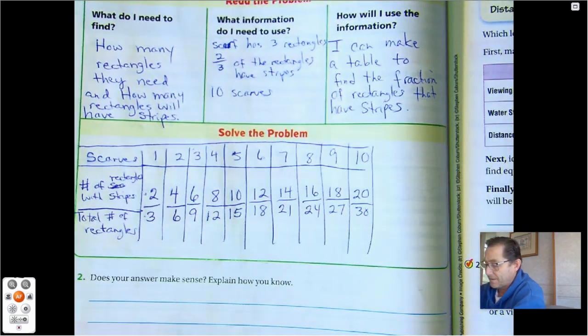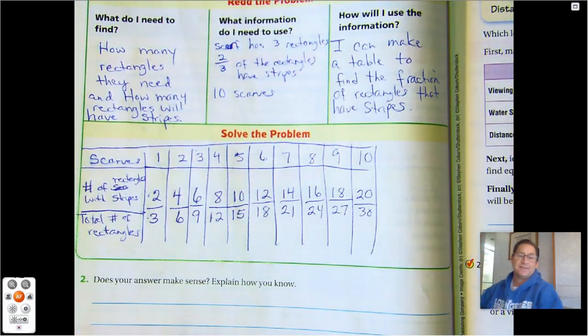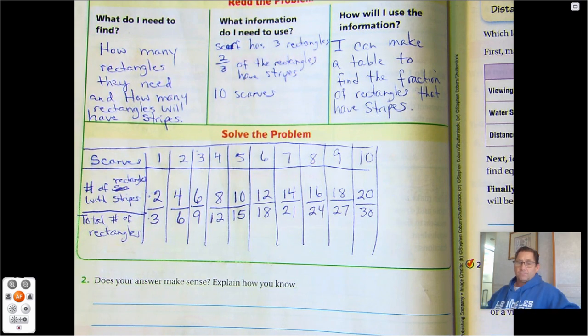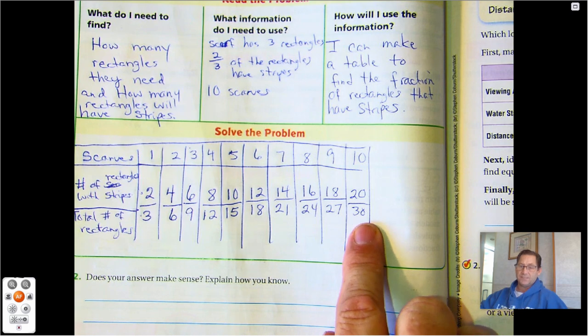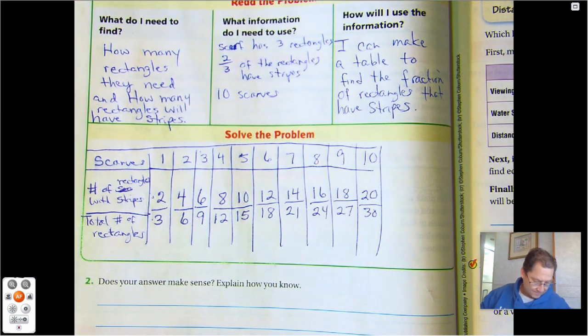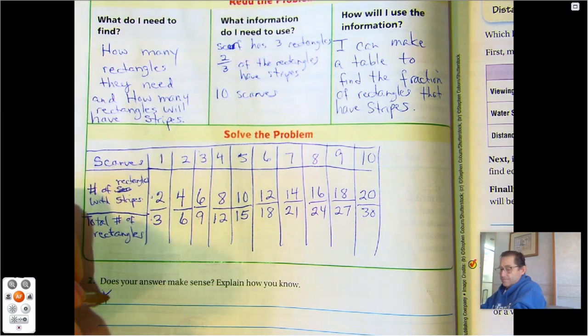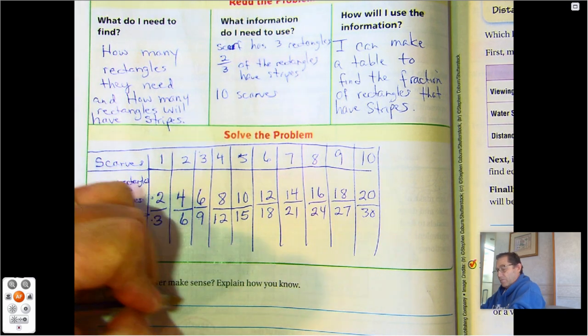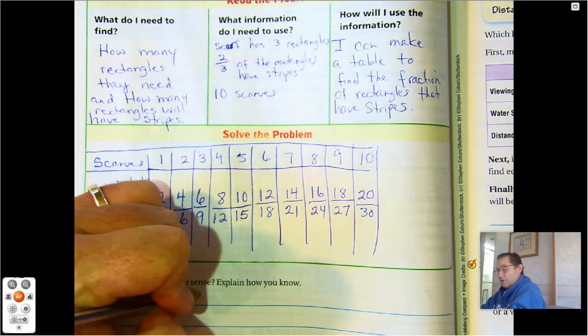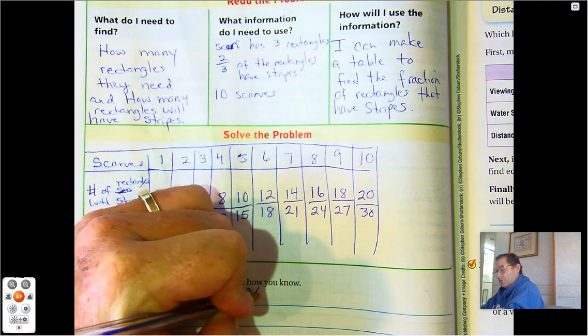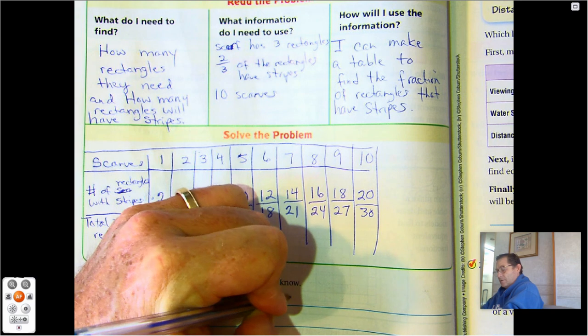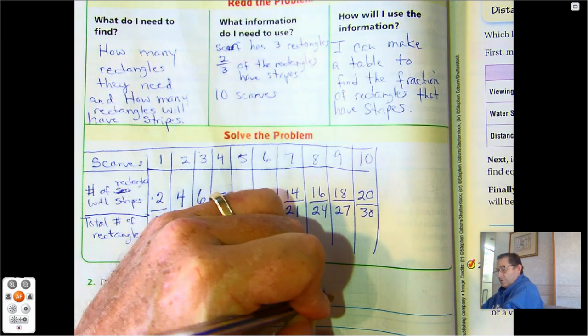So does our answer make sense? Well, 20/30ths, that means 2 out of every 3, right? So yes. Let's see, for 1 scarf, 2/3 were stripes.